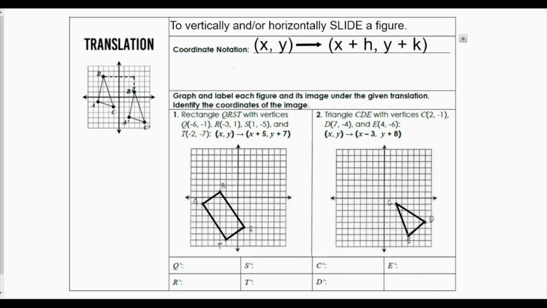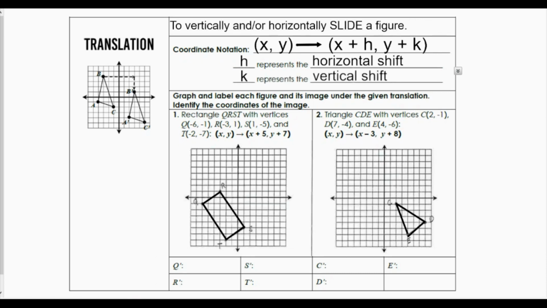The h represents my horizontal shift, left or right. So if I add h, I'm going to move to the right. If I subtract h, I'm going to move to the left. The k represents the vertical shift. So if I add k, that means I'm going to move up. And if I subtract k, that means I'll move down.